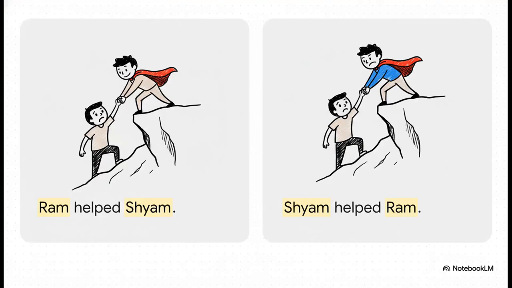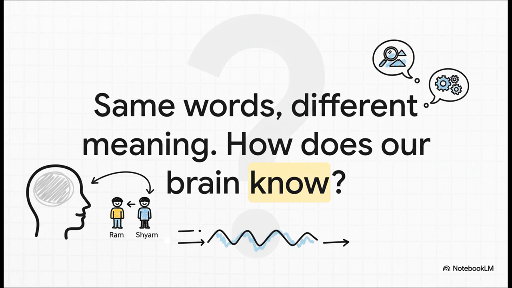Okay, look at this. On the left, we've got "Ram helped Sham." Simple enough, right? Ram's the hero of this story. But on the right, it says "Sham helped Ram." We just swapped two words and boom, the entire story flips. Now Sham is the one doing the helping. So think about that for a second. We are using the exact same words, Ram and Sham, but our brain just knows who's doing what based on where they are. How does it do that? Well, that is the big question we're about to answer.